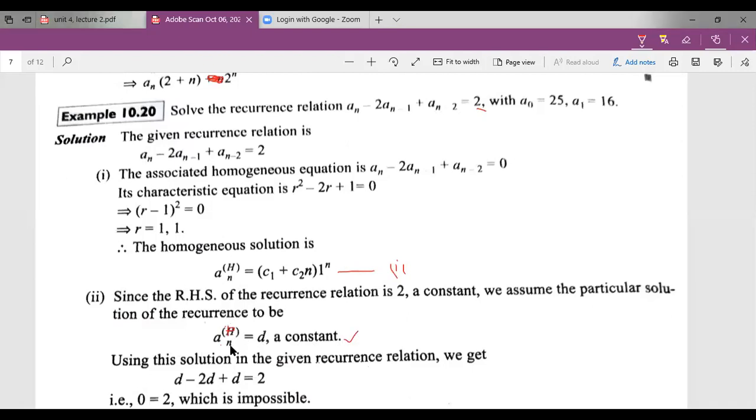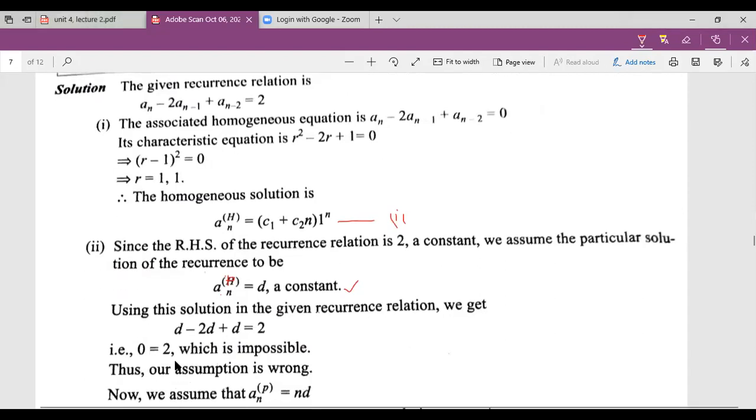So now it should satisfy the given non-homogeneous equation. Then we put the a_n^(p) value in the given equation. In place of a_n, d minus 2d plus d is equal to 2. So here 2d minus 2d, this value 0 is equal to 2, which is impossible. So our assumption is wrong. Next we have to consider another solution for this equation.